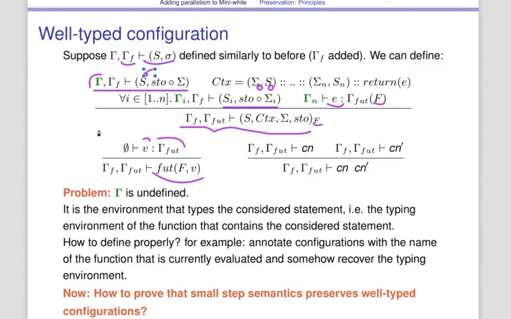And there are several ways to define it properly. What I find the simplest is to annotate the necessary parts of the configuration with the function that is currently evaluated. So for example, you could say, okay, here I remember that this is inside function f, and I remember that this statement is inside function f prime, and so on and so forth. So you could annotate each statement at the highest level by the function to which it belongs.